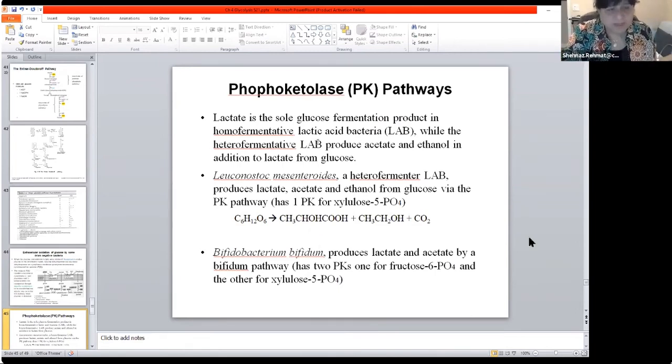Whilst the heterofermentative bacteria can produce more than just lactic acid, they can produce acetate and ethanol as their other end products. So there are two kinds of lactic acid bacteria, ones that are called homofermentative, the others that are called heterofermentative. And these two bacteria that we will describe that have the PK pathway are heterofermenters. Okay, so Leuconostoc mesenteroides or the Bifidobacterium are heterofermenters, and these are supposed to be very good bacteria.